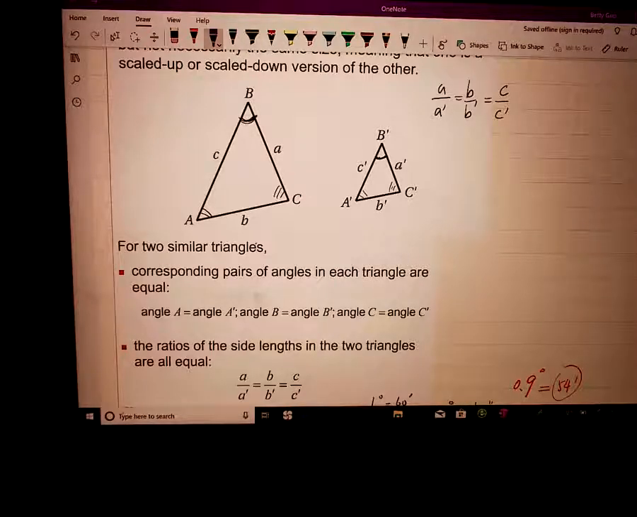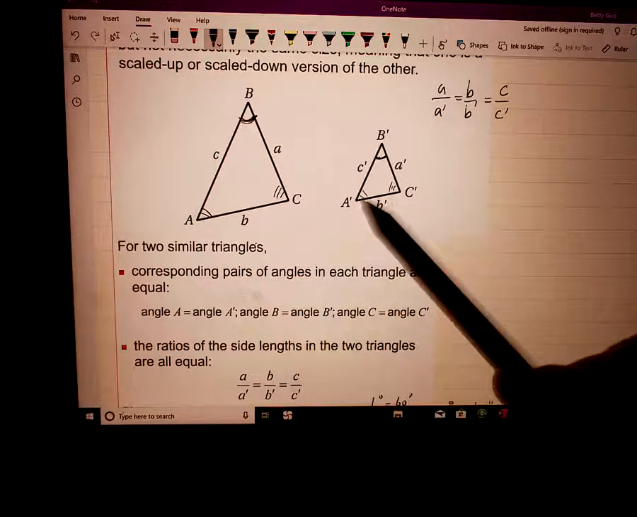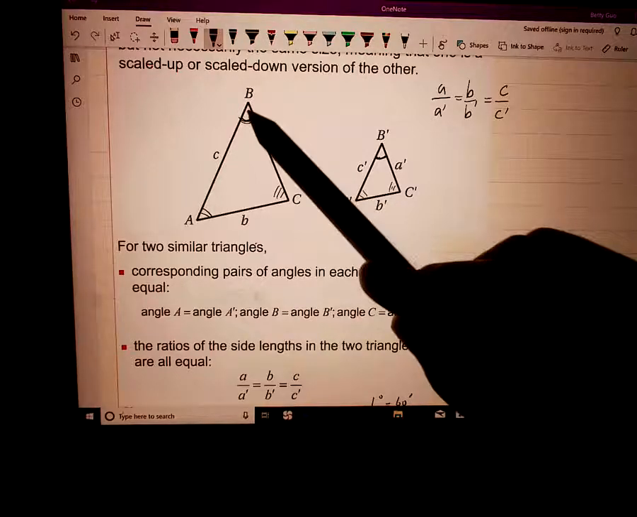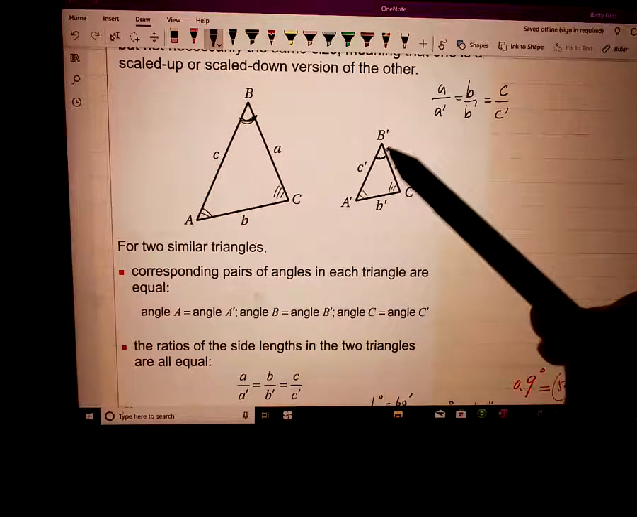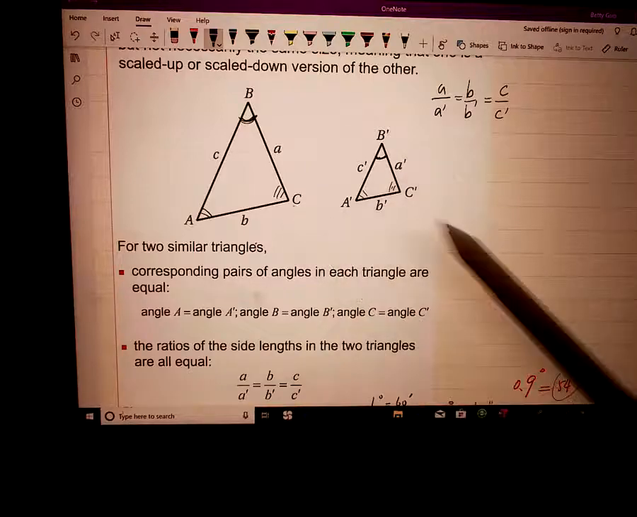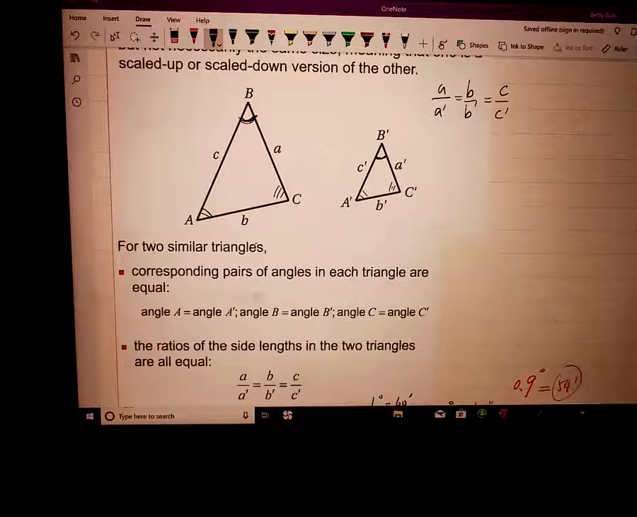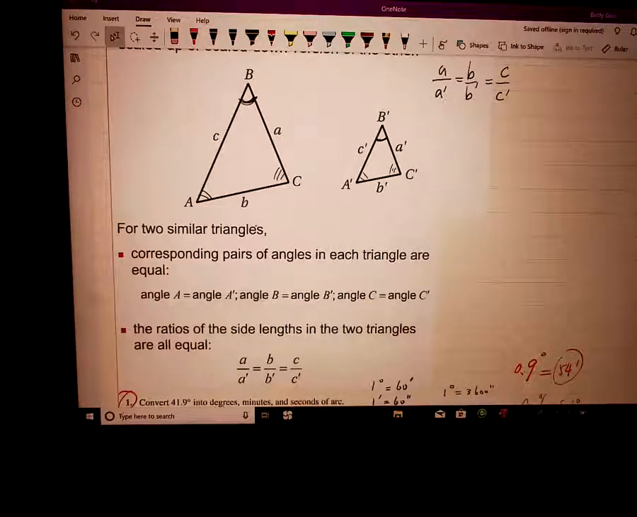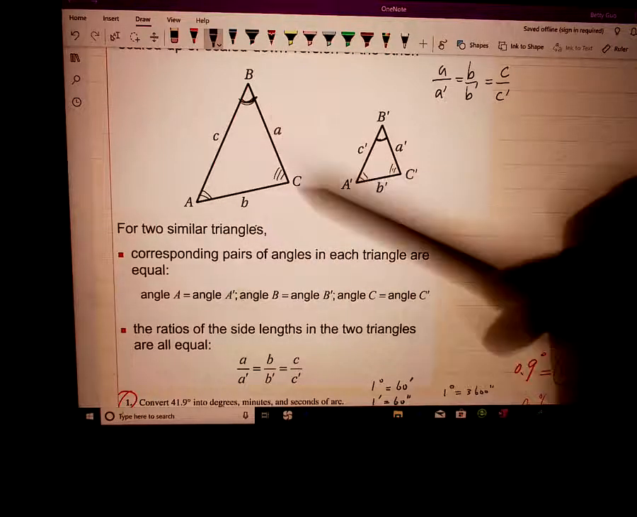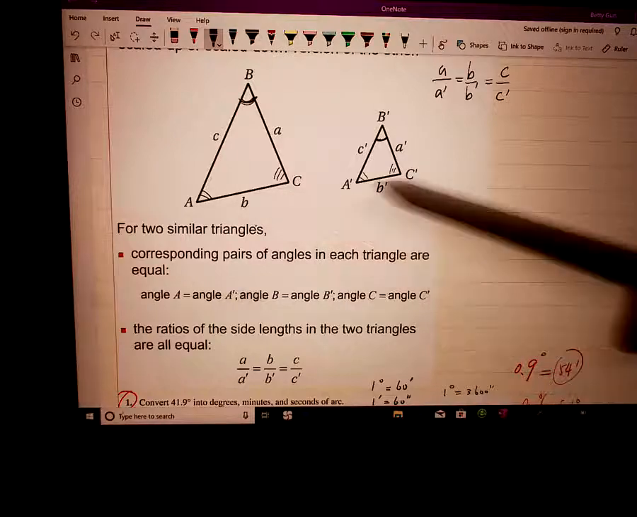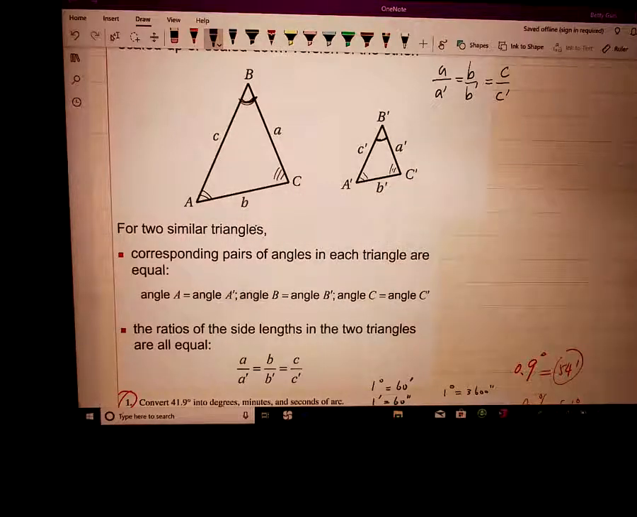For two similar triangles, corresponding pairs of angles in each triangle are equal. So angle A here equals angle A prime here. Angle B and angle B prime are equal to each other. Angle C and angle C prime are equal to each other. Second fact, the ratios of the side lengths in the two triangles are all equal: A over A prime equals B over B prime equals C over C prime. We're going to use that formula later in a problem.